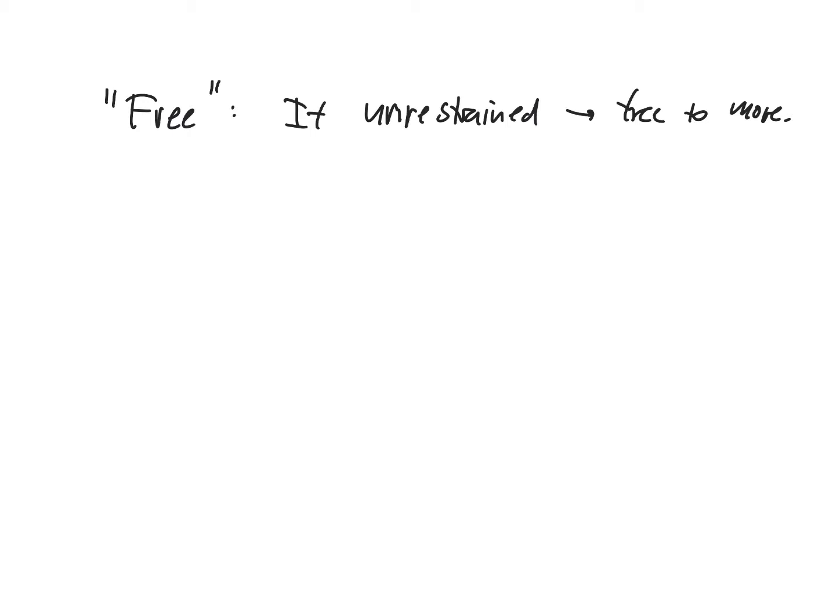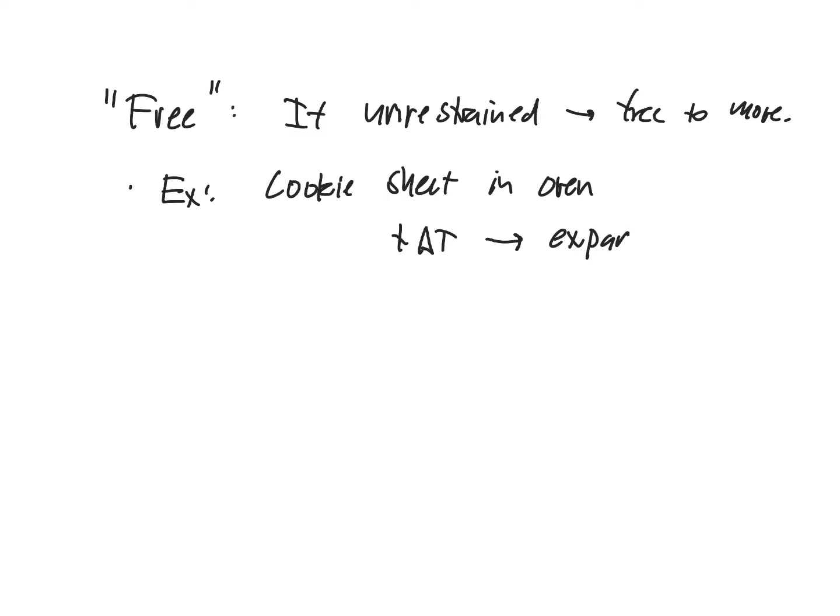So it means that if we take a cookie sheet in the oven, so an example of this would be a cookie sheet in the oven, and we apply some temperature change, then it expands. And that's our free thermal strain. So that is our alpha delta T.